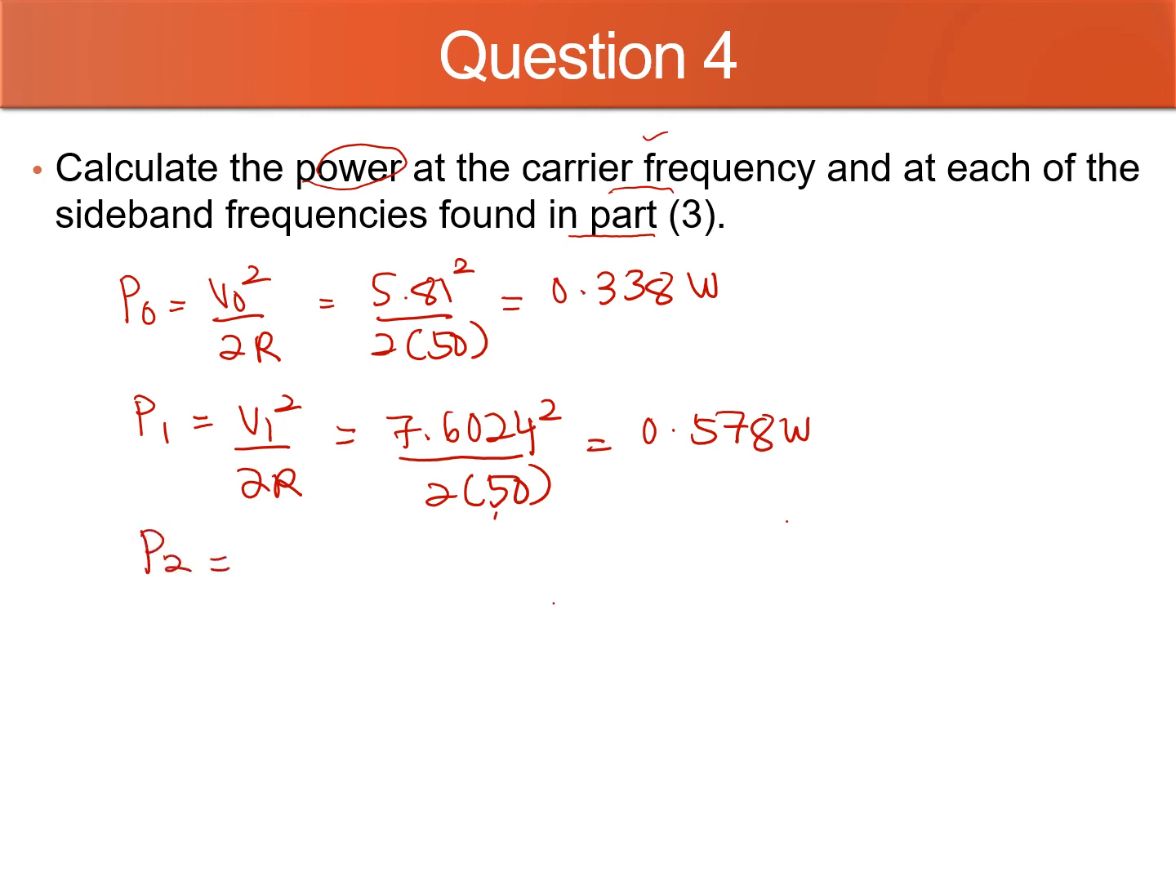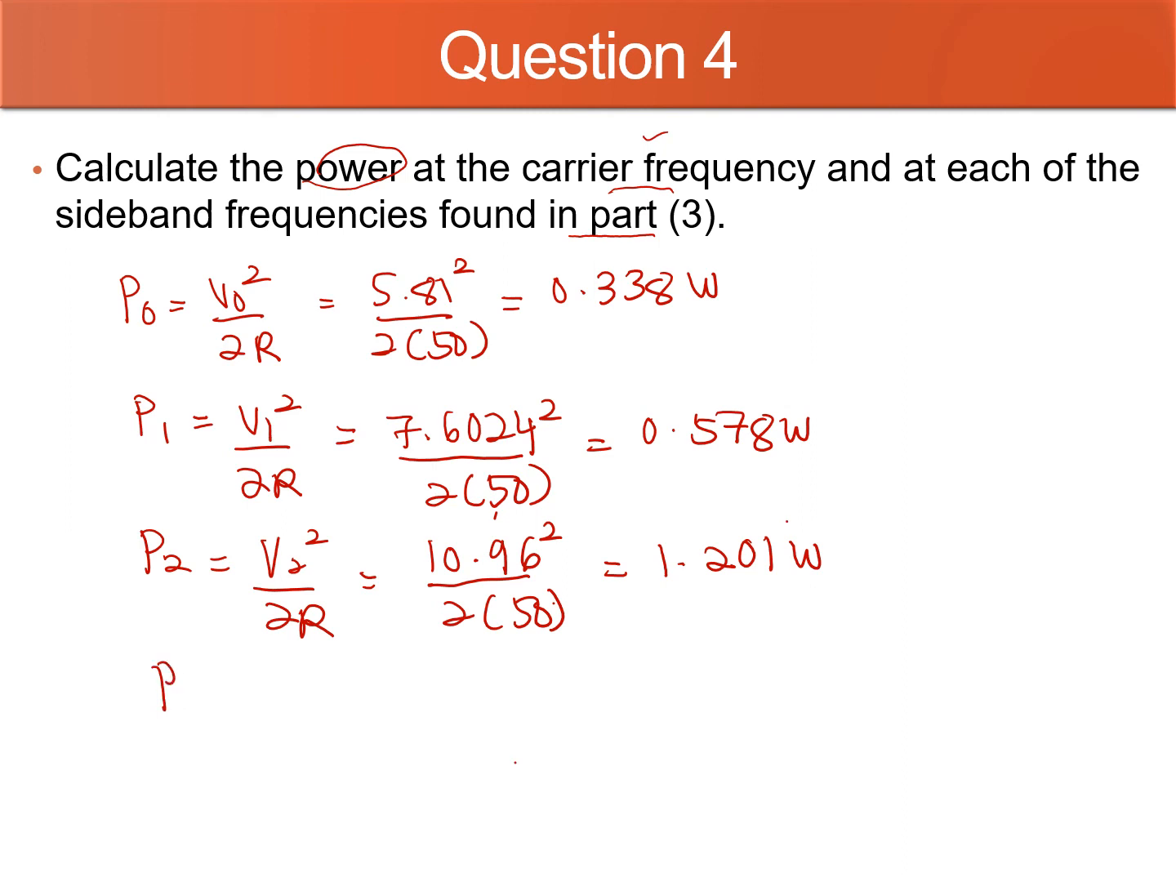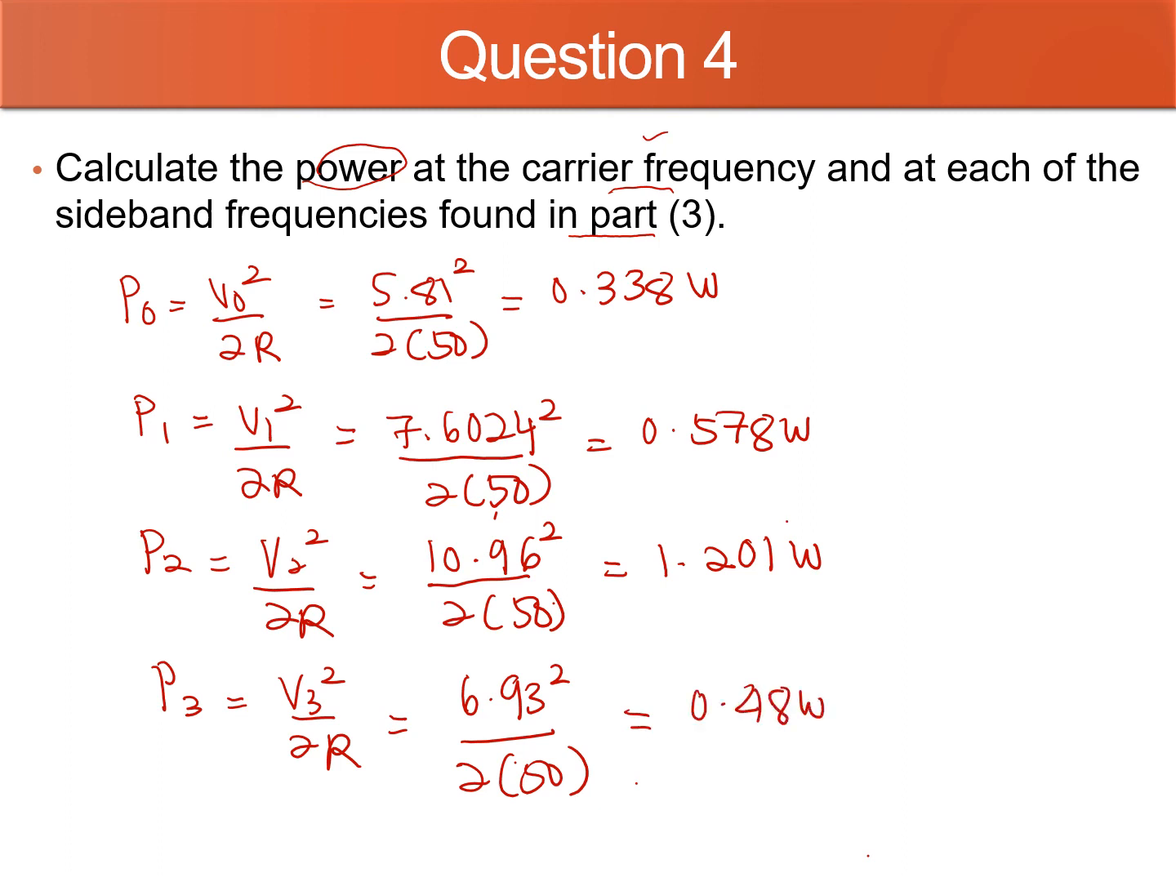For P2, V2 squared over 2R is equal to 10.96 squared over 2 times 50, which is equal to 1.201 watt. P3, lastly, V3 squared over 2R is equal to 6.93 squared over 2 times 50, which is equal to 0.48 watt. Alright.